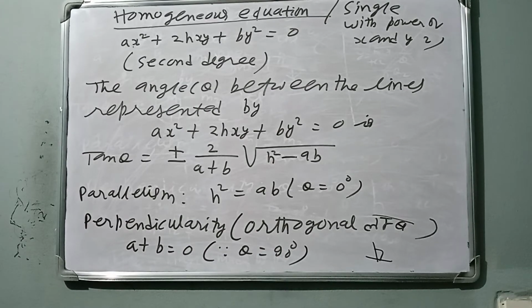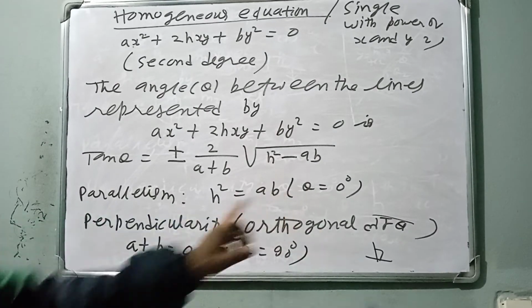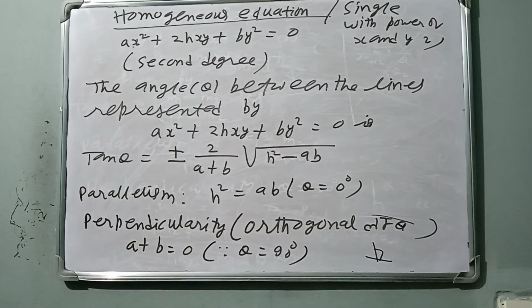Perpendicular. See, parallelism is h square equal ab. Perpendicularity is a plus b equal 0. And next time I will solve the equation of circles for class 10.